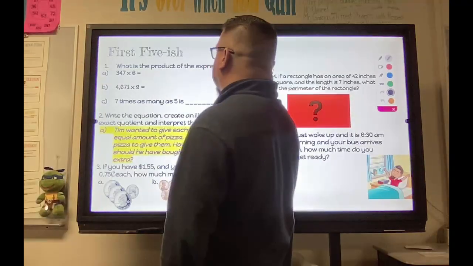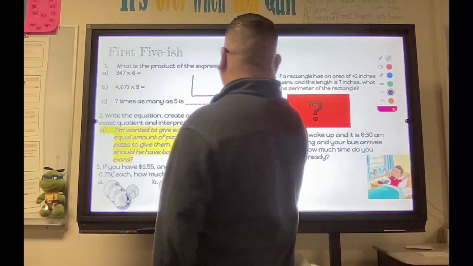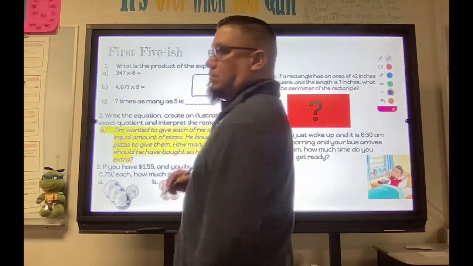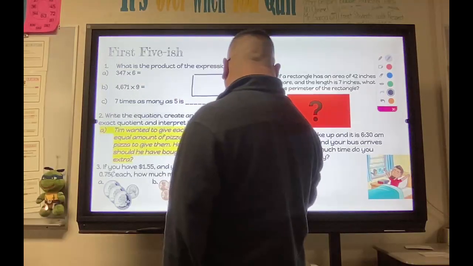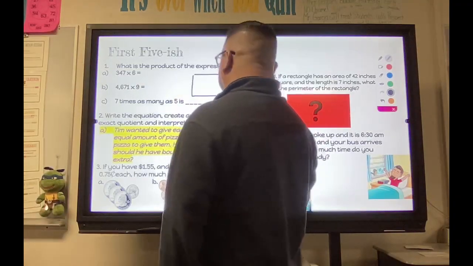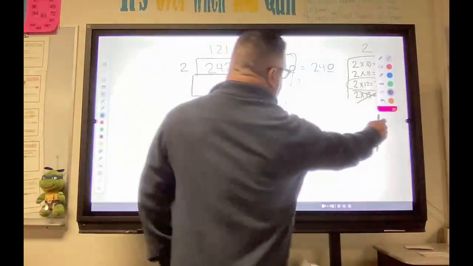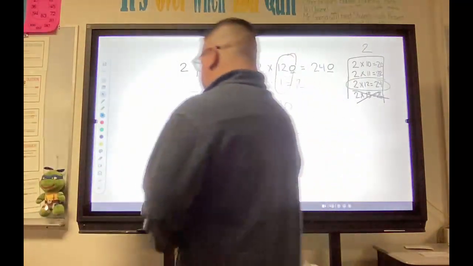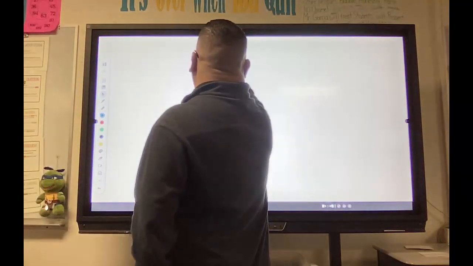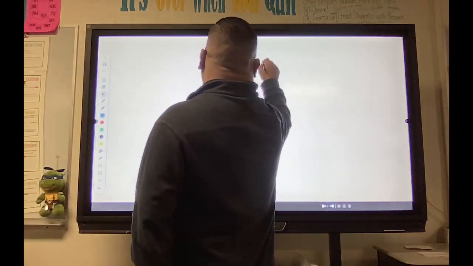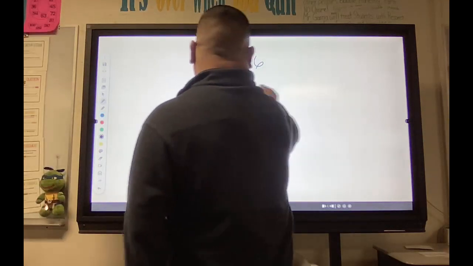347 times 6. So I'm going to do my rectangle model. I'm going to break up 347 times 6. I'm going to use the whiteboard. Okay, so step one, make your rectangle model.